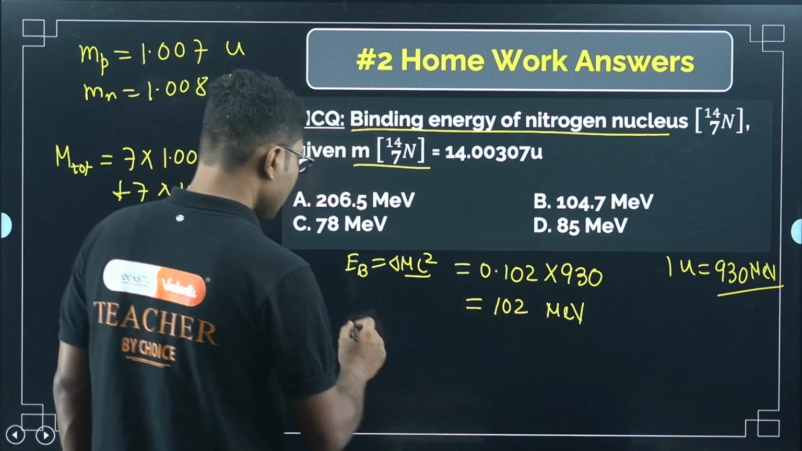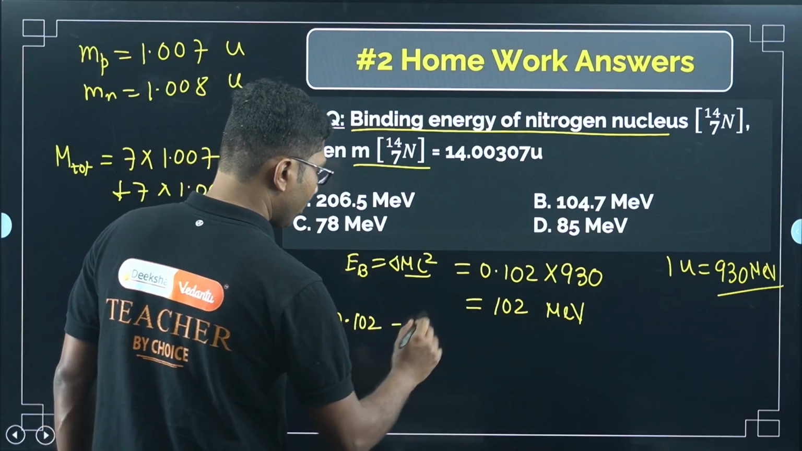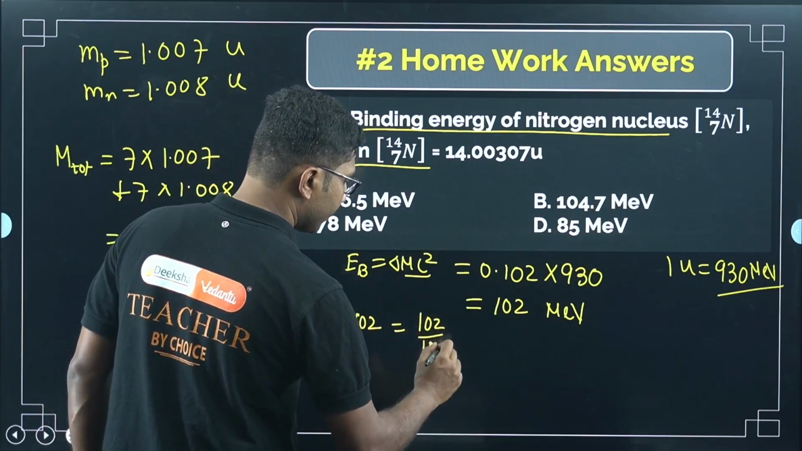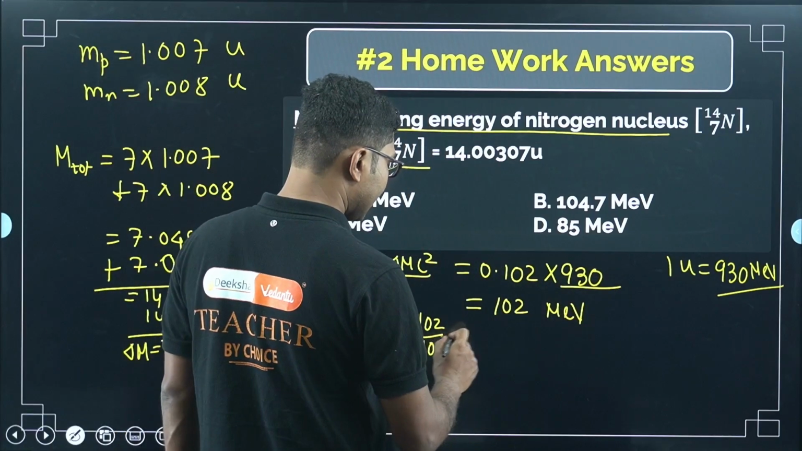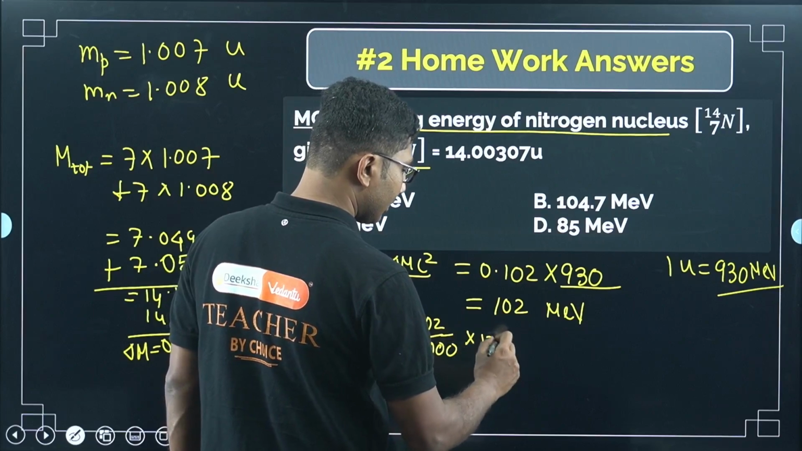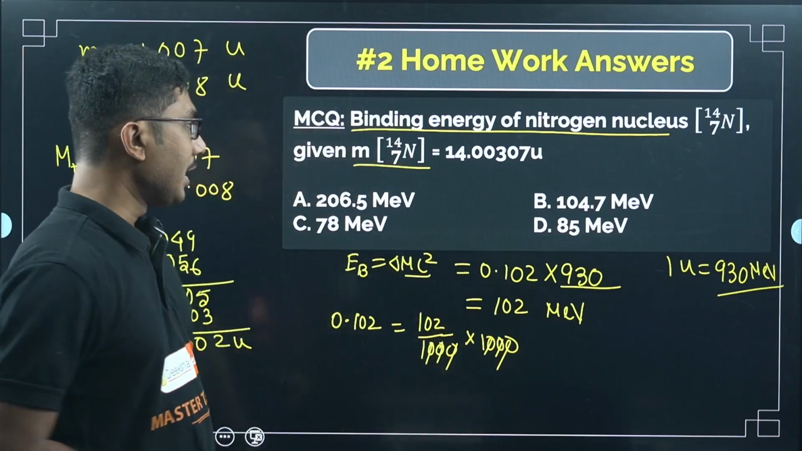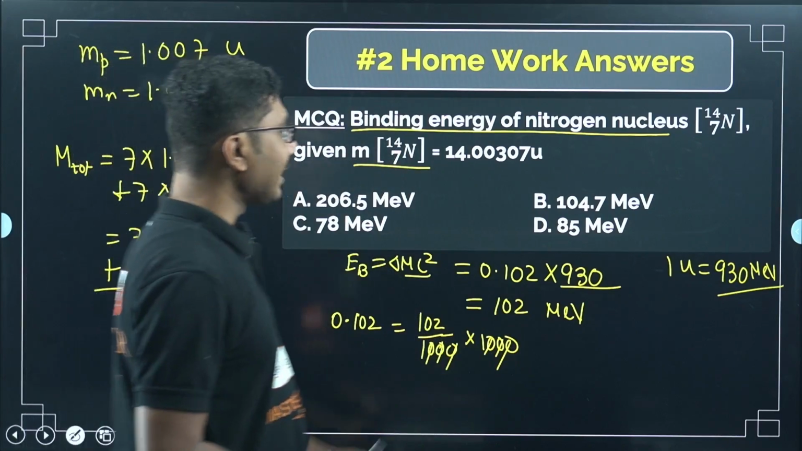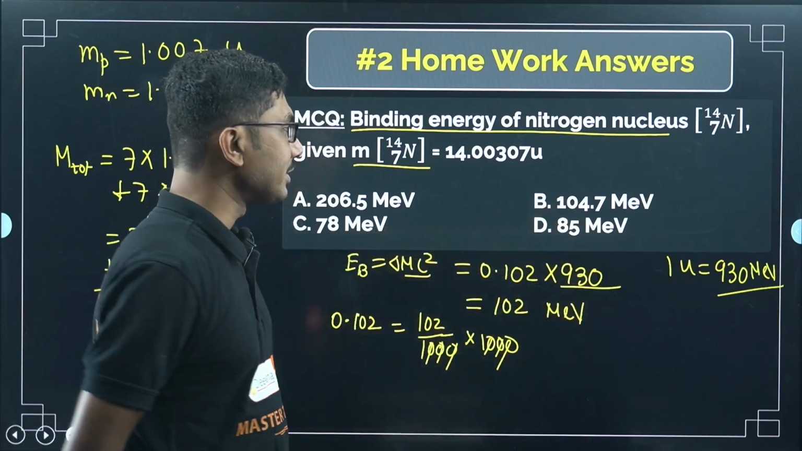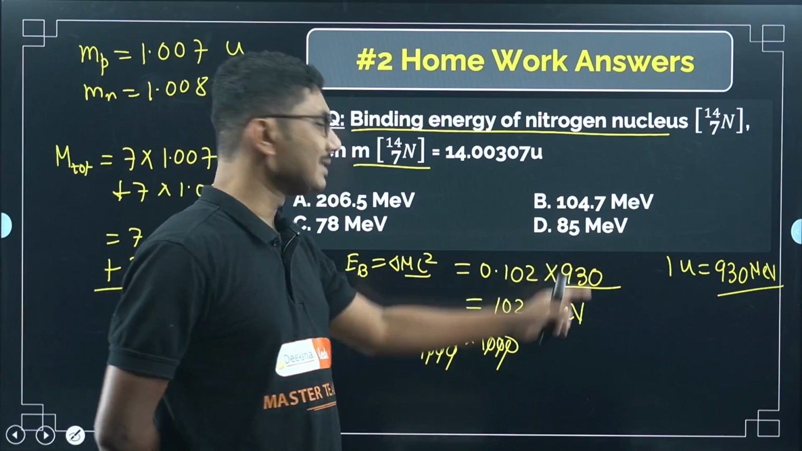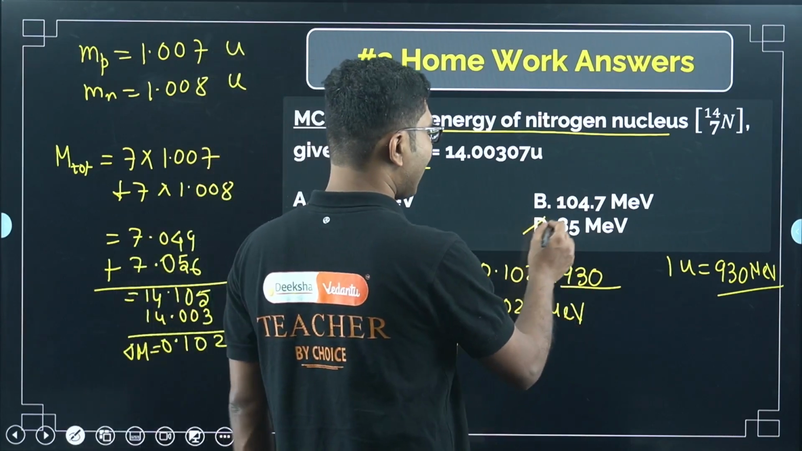How did I get that? You can write the decimal 0.102 as 102 divided by 1000, right? 3 decimals are there. Now if you consider the approximated value of 930 to be 1000, then it will be 102 MeV. Now you might be thinking that the correct answer is very close to 102 MeV, but actually we have increased this value. So the actual value should be 85 MeV.